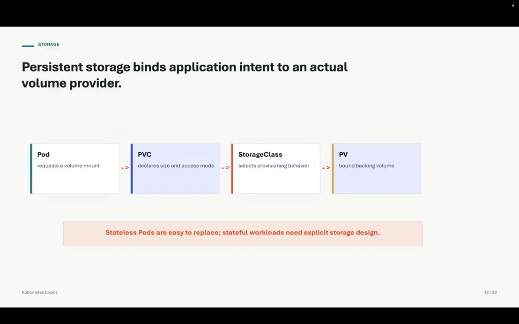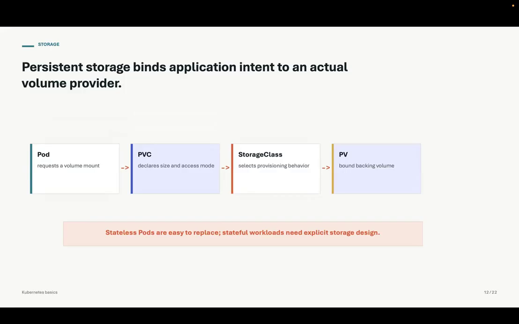Storage. Applications are usually expected to be stateless, but that's not always the case. There are cases where you have to maintain stateful applications. For example, databases, queues, file stores, and other stateful workloads need an explicit way of handling storage.